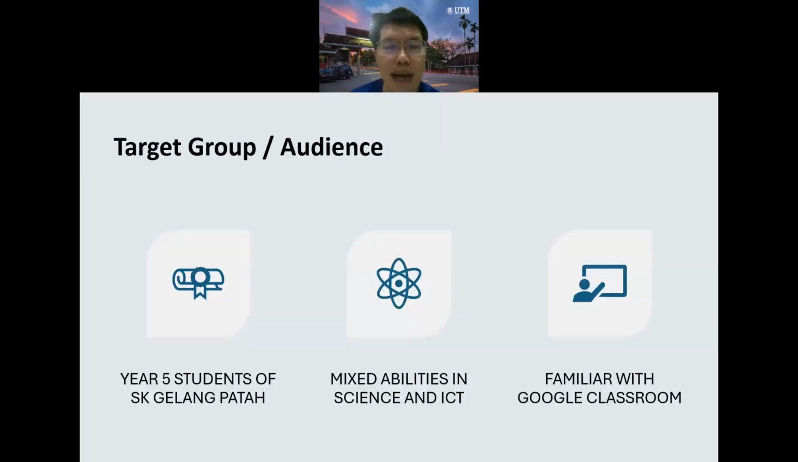Our target group is Year 5 students of SK Gerang Patak. They have mixed abilities in science and ICT and are familiar with Google Classroom.